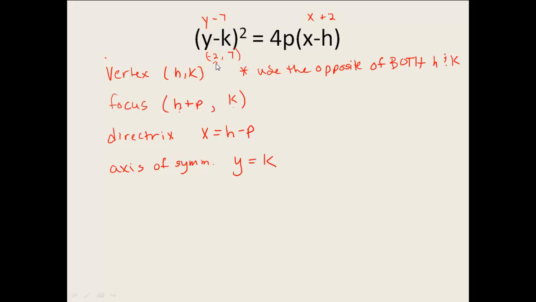One thing that kids do is they'll take the opposite of it for the vertex, and then they'll take the opposite again for the focus, so then they'll change it back into a positive 2. And then they'll take the opposite again for the directrix and change it back to a negative 2. That's not how it works. You only change it one time, and then the negative 2 is your h. So it stays h throughout the whole thing.